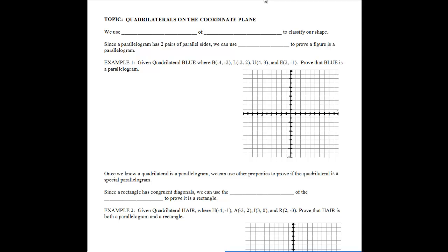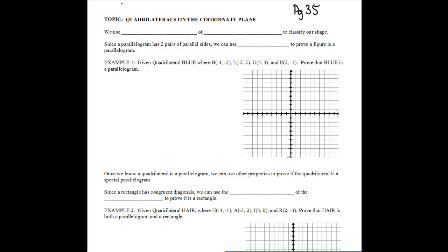This is pages 35 and 36 in your Unit 10 packet. This page is actually 35. It's talking about quadrilaterals on a coordinate plane. Whenever we plot quadrilaterals on a graph, we prove which quadrilateral they are.